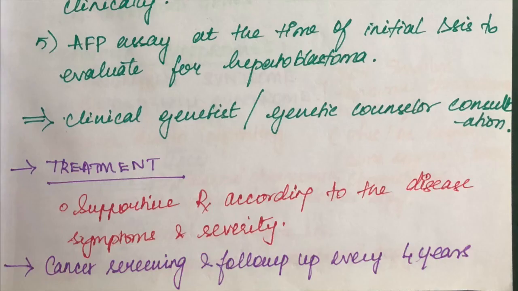So, what are the treatments? Usually, for any syndrome, it is genetic, so you don't have much treatment. Likewise, over here, our patient can be treated only with supportive therapy according to the symptoms and severity they present with. We should also do cancer screening and follow up every 4 years for these patients.